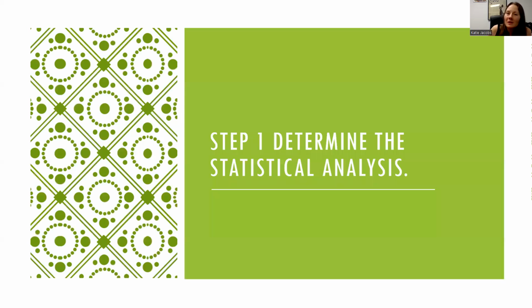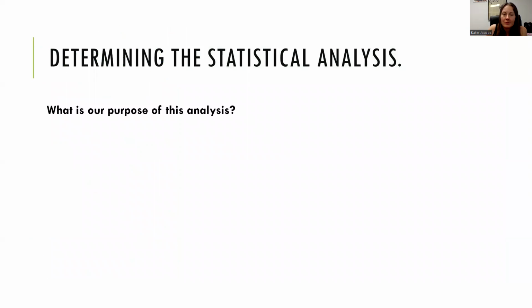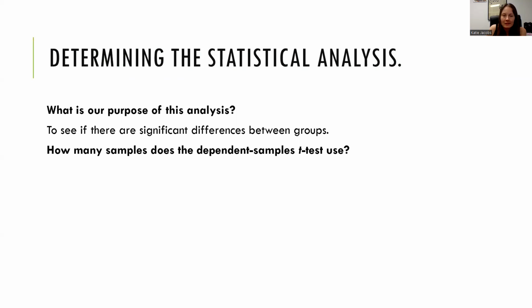All right, so our first step of the hypothesis testing steps is to determine which statistical analysis to use. So for this, we'll ask ourselves a series of questions to determine whether or not we would use a dependent samples t-test to analyze the data for whatever research question that we have. So we'd ask, okay, what's the purpose of the dependent samples t-test? The purpose of it is to see if there are significant differences between groups. How many samples does the dependent samples t-test examine? And for this one, we also have two.